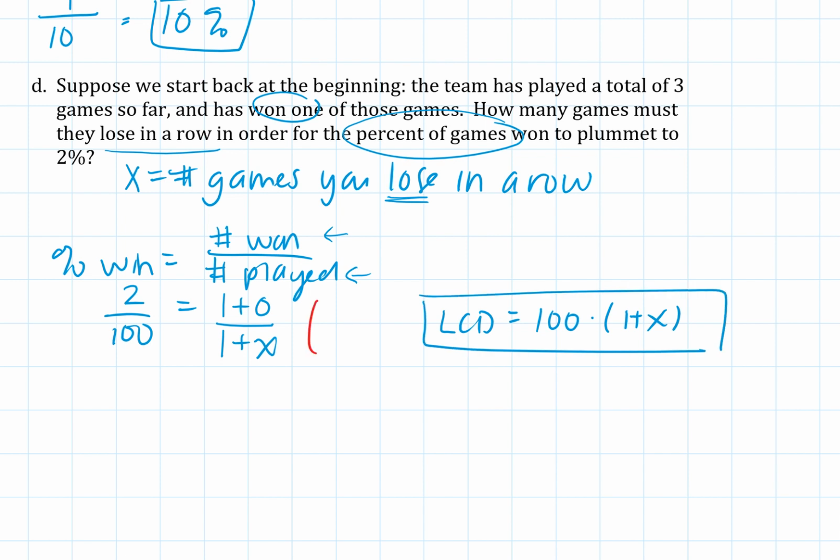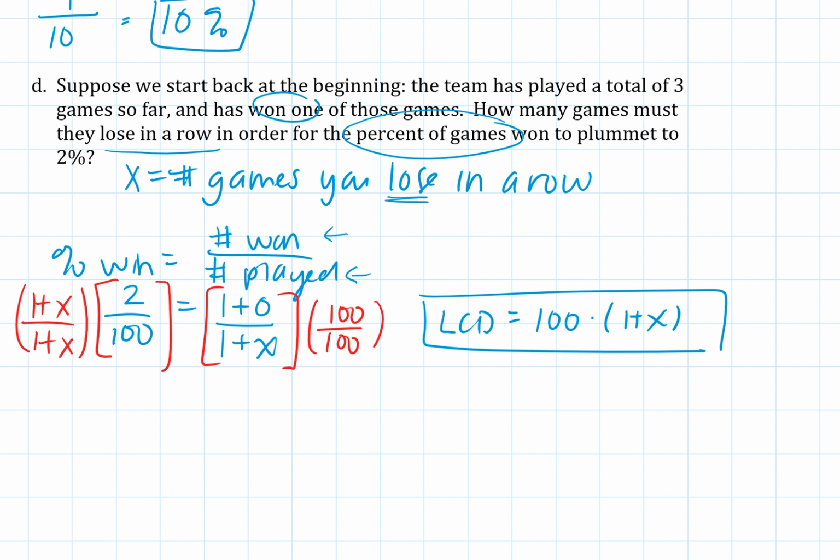So we can multiply. I want to emphasize that we're multiplying this entire fraction by 100 over 100. This fraction we're multiplying by 1 plus x over 1 plus x, which is just a form of 1. Okay, we can distribute here. We get 2 plus 2x equals 100. The denominators are the same, so the numerators must be the same.